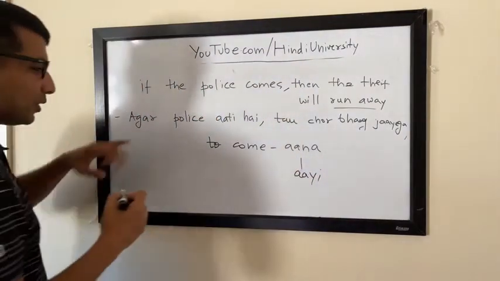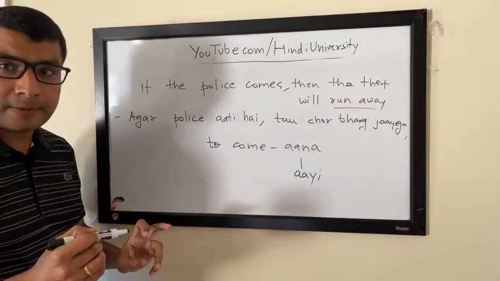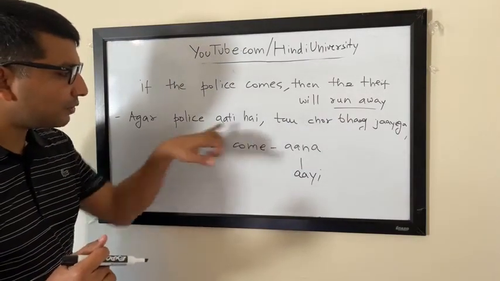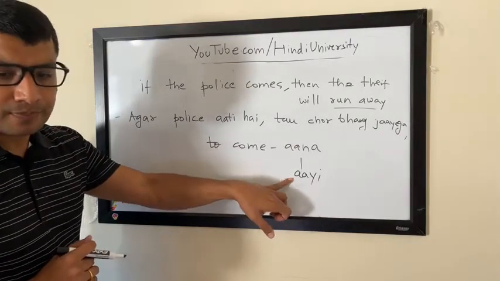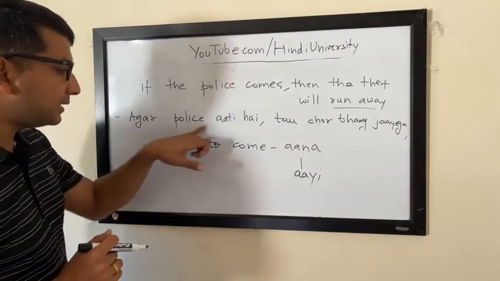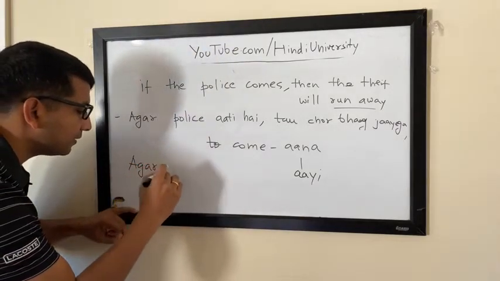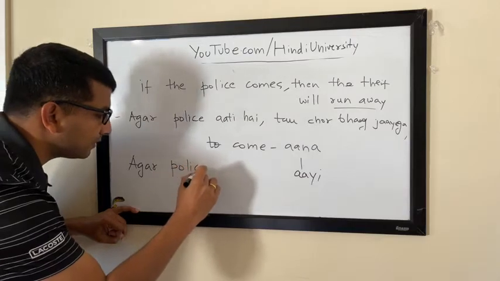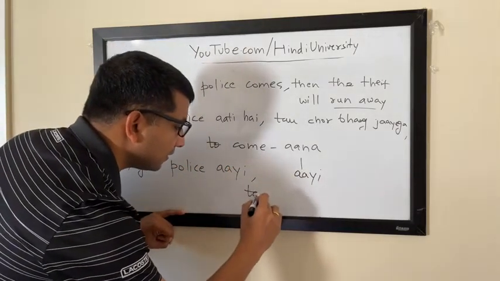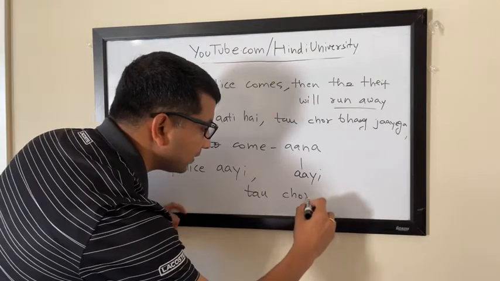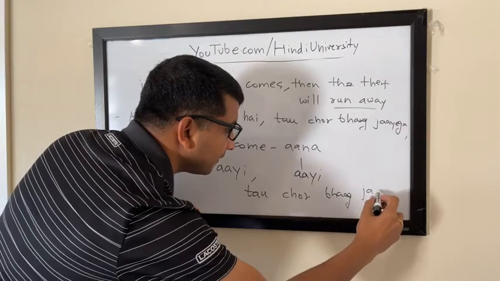That's correct. So let's write down the same sentence. The only change you are making here is that you're using the first clause with the perfective form of the verb, based on the noun that you have. So: agar police aayi, to chor bhaag jayega.